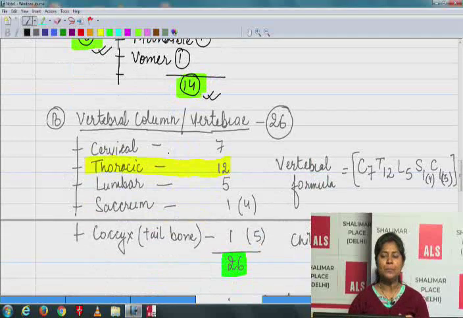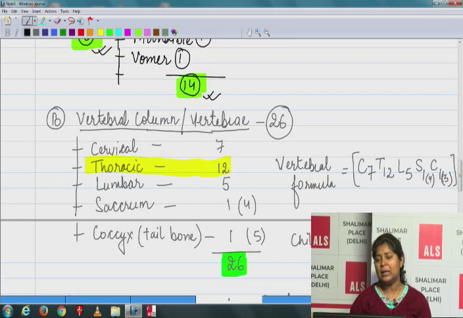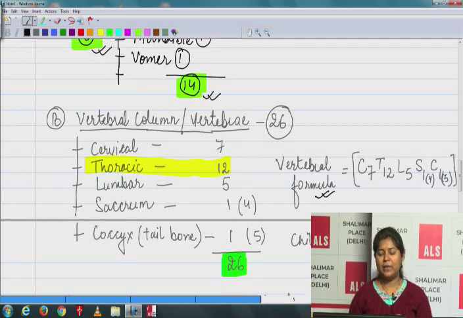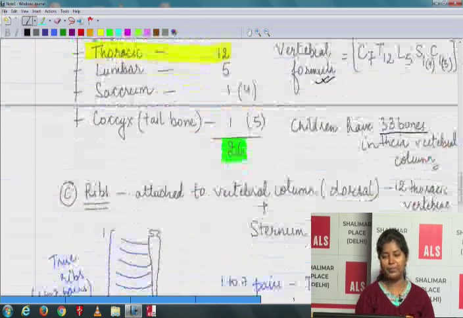Vertebral column: cervical, thoracic, lumbar, sacrum, coccyx, each having 7, 12, 5, 1, 1, and 4, 5 fused, respectively, number of bones, giving you a vertebral formula, that is this thing. Since I told you that children have 33 bones, in adults they fuse to form a single bone.